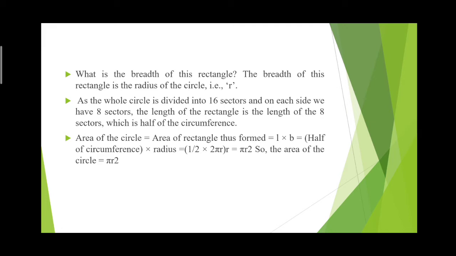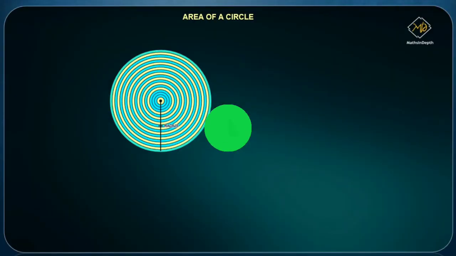Area of the circle. Area of the rectangle thus formed is equal to L times B, which is equal to half of circumference into radius, which is equal to half into 2 pi r into r, which is equal to pi r square. So the area of the circle is equal to pi r square. We will see another way of finding the formula of area of a circle through this video. Let's see.